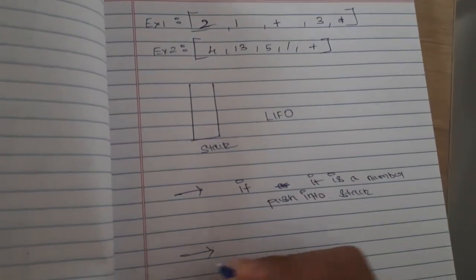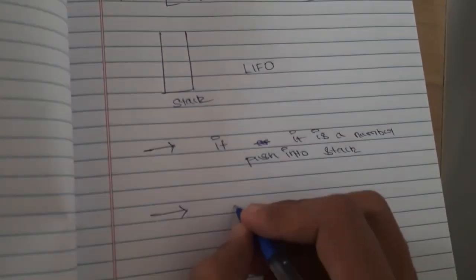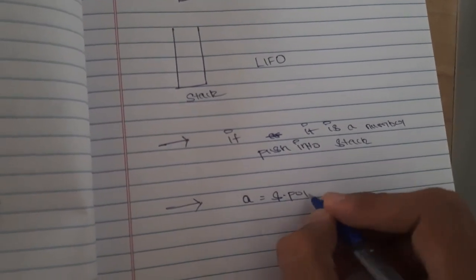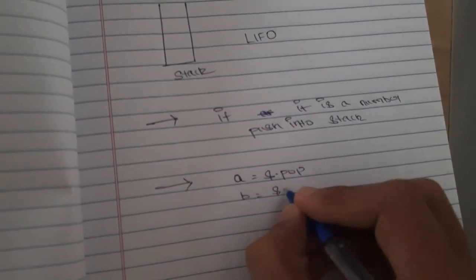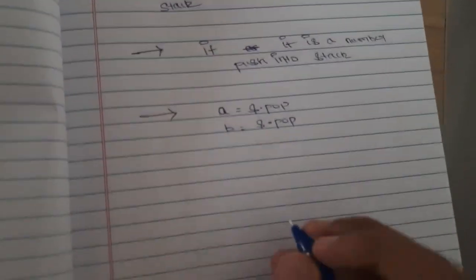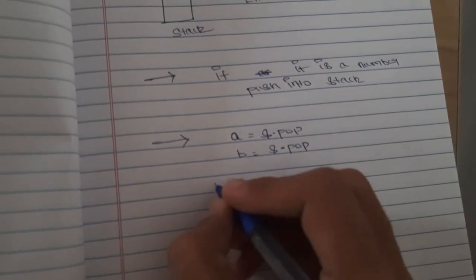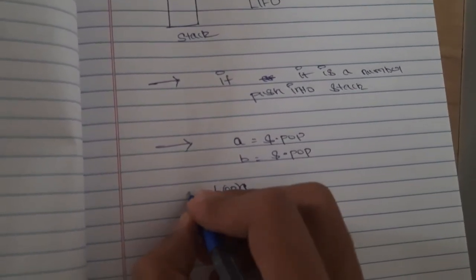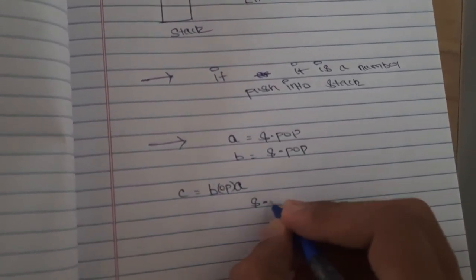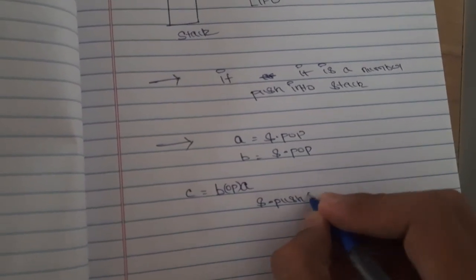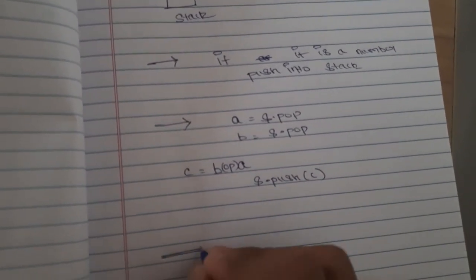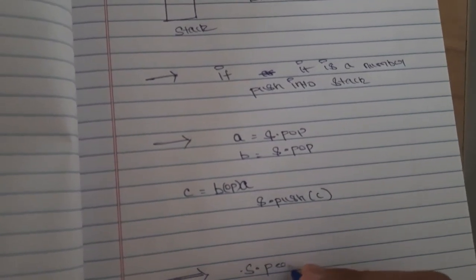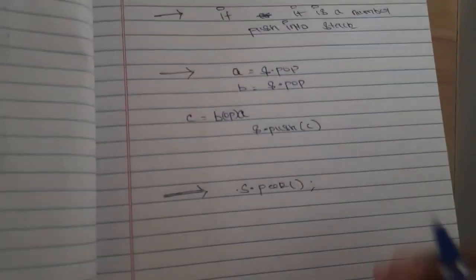If it is an operator, we will be popping two numbers, that will be a and b. We will apply that operator and push the result into the stack. Finally, we will return the top of the stack. So this is the logic.